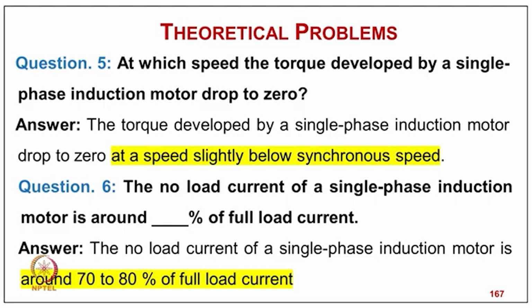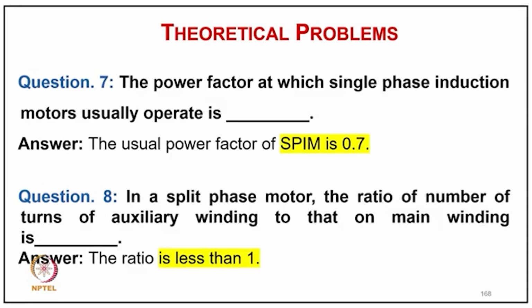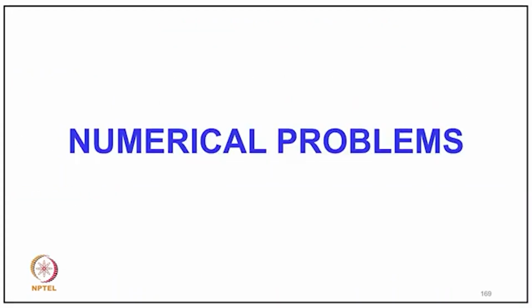Question 6: the no load current of a single phase induction motor is typically around 70 to 80% of full load current. The power factor of a single phase induction motor is typically about 0.7 to 0.8. In an auxiliary split motor, the ratio of the number of turns in the auxiliary and main winding is typically less than 1.